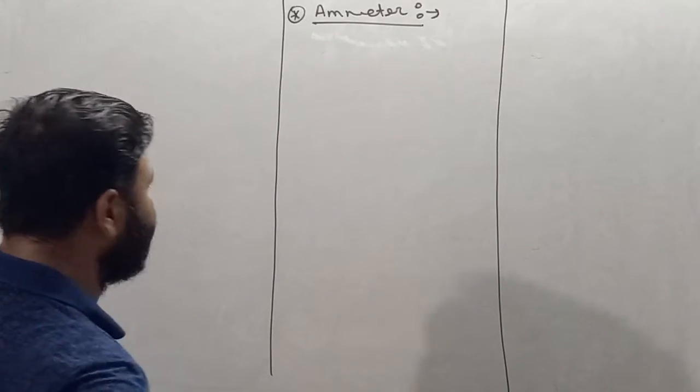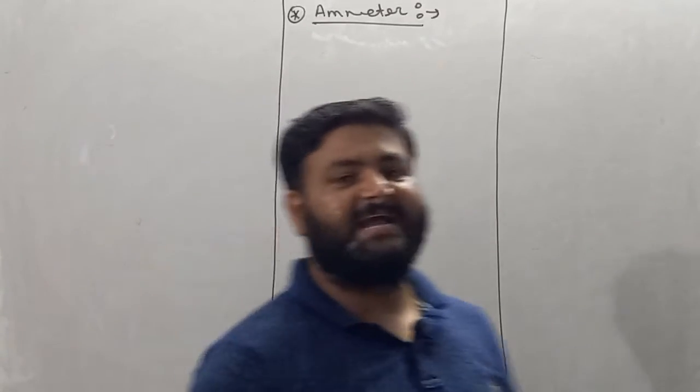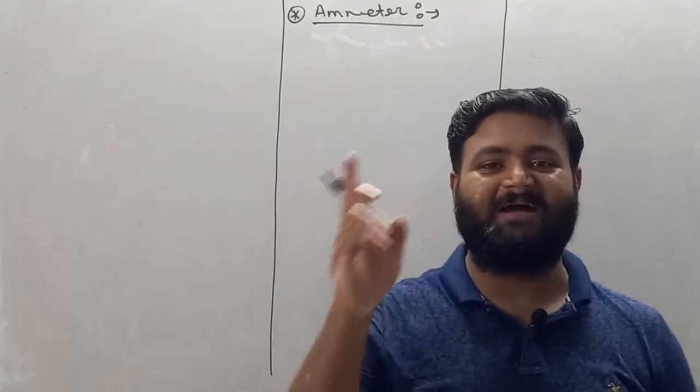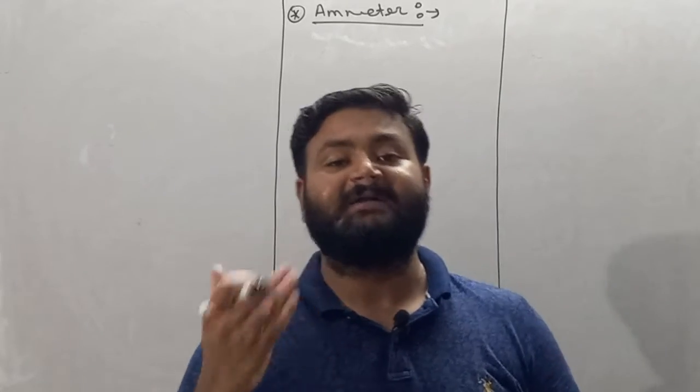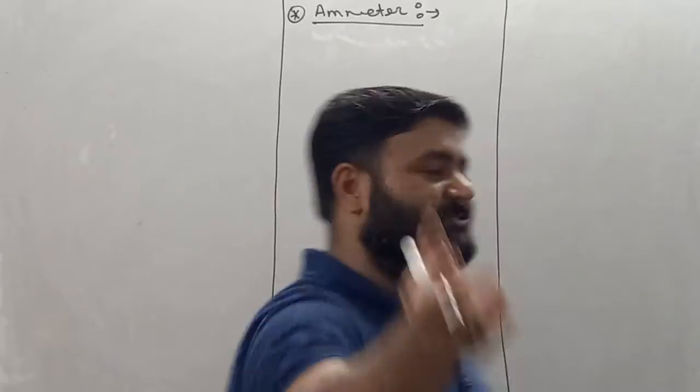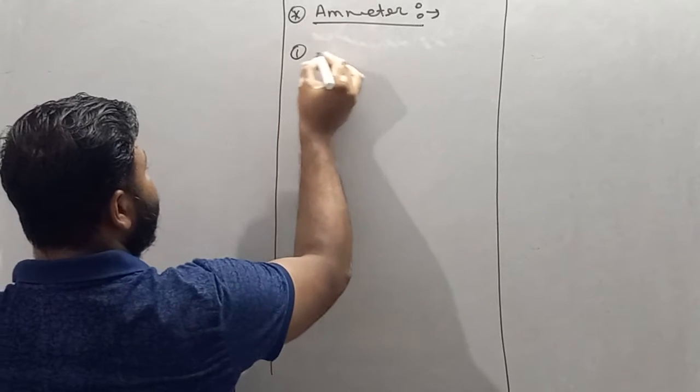So first thing about ammeter is an electrical device which is used to measure the current. See, galvanometer is a detecting device, but ammeter is a current measuring device. So write down first point about ammeter.